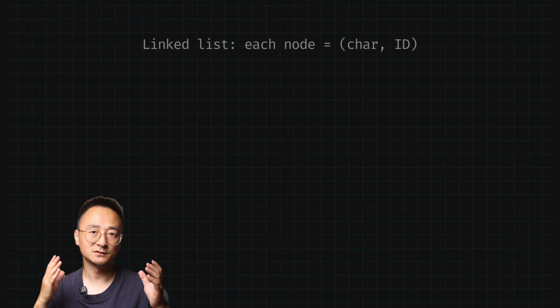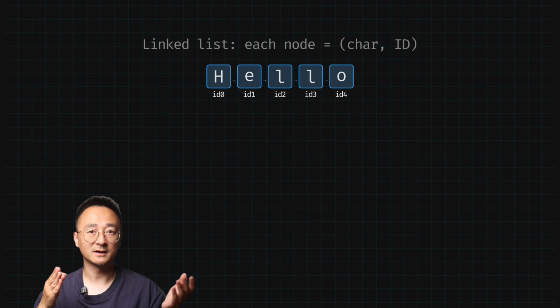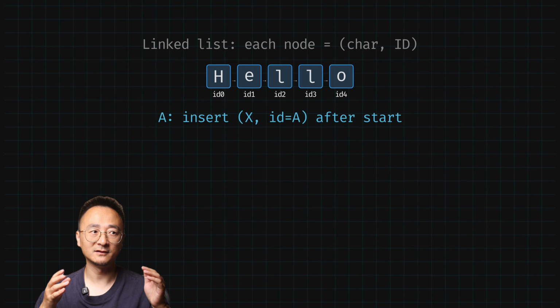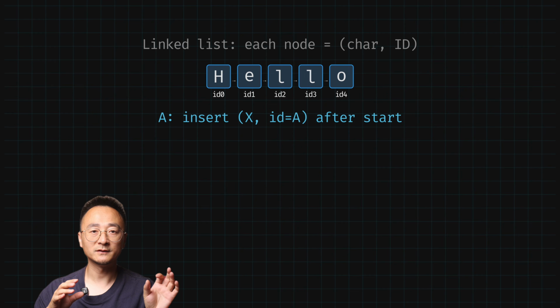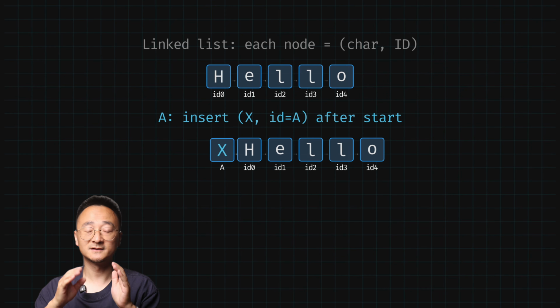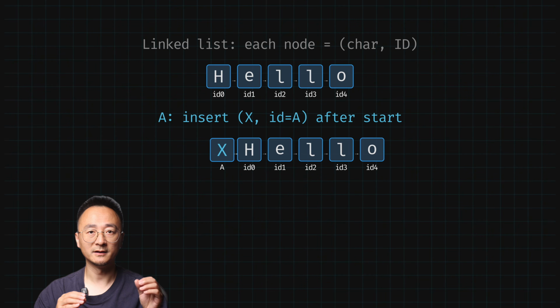Most sequence CRDTs also introduce a special virtual node at the beginning, often called the start or head node. This node does not represent a real character, it simply acts as a stable anchor for inserts. Now suppose user A inserts a new character X. Instead of saying insert at index 0, because we don't have the index anymore, we actually create a new node, which we can represent as X_A. X is the character and A is the unique ID that is generated by user A for this particular insertion.